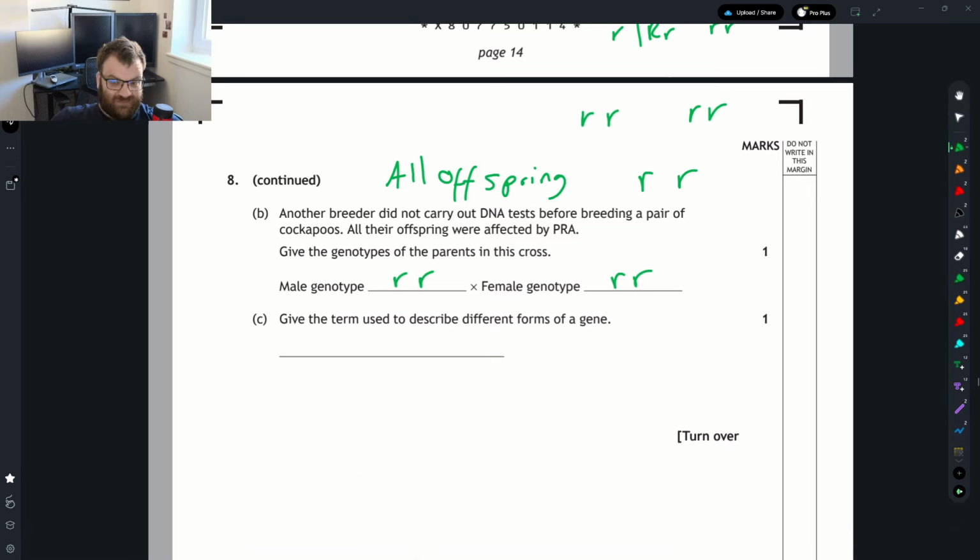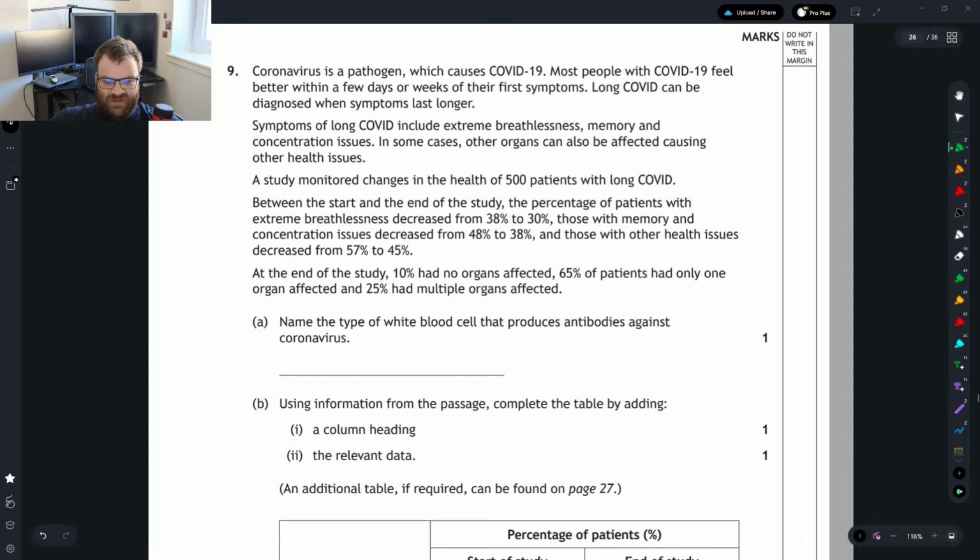Seems a long time ago, and long COVID. So I'm going to skip through a little bit. We're talking about white blood cells. There are 2 types of white blood cells. There's phagocytes and lymphocytes. Now, it doesn't tell you in the paragraph what information about what they are.